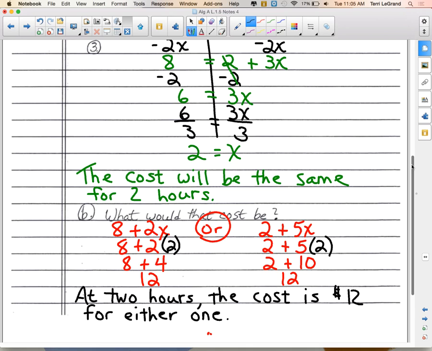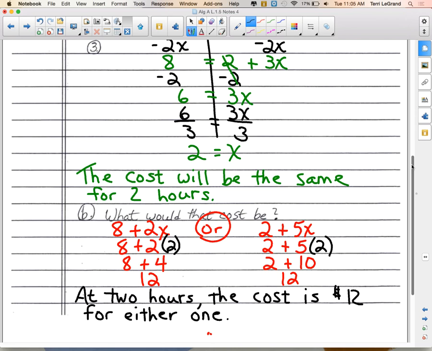What's 2 times 4? 8. What's 8 plus 8? 16. So at Green Lake Park, at 4 hours, it would cost $16. How about over here at Oak Park? What's 5 times 4? 20. What's 20 plus 2? 22. So $16 for 4 hours at Green Lake Park, $22 for 4 hours at Oak Park. Are they the same? No.